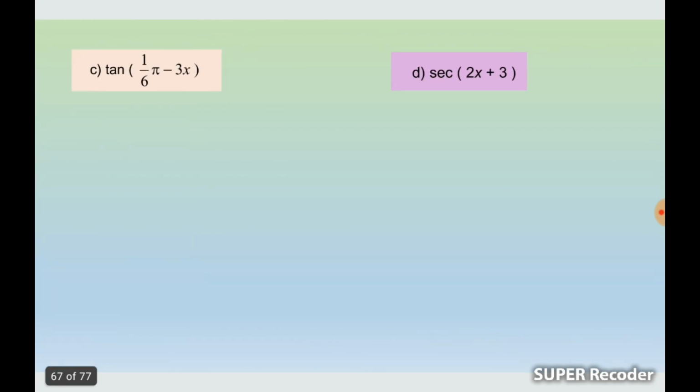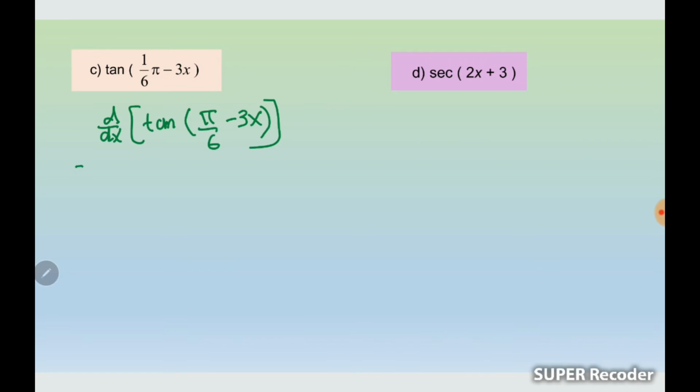Now we move to C. Differentiate tangent(pi over 6 minus 3x). Close the bracket. So what is the answer? When you differentiate tangent, the answer is secant squared. So the answer is secant squared u. What is u? Just copy paste u: pi over 6 minus 3x.